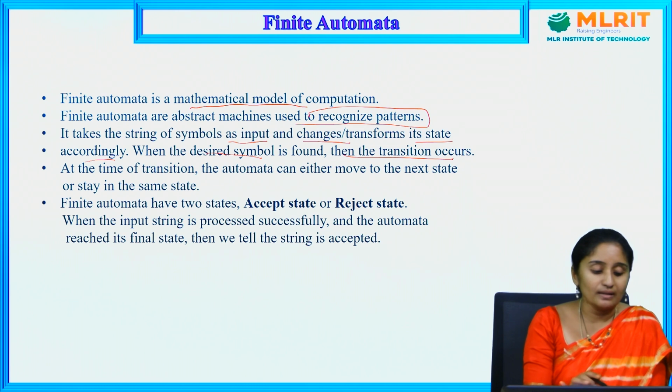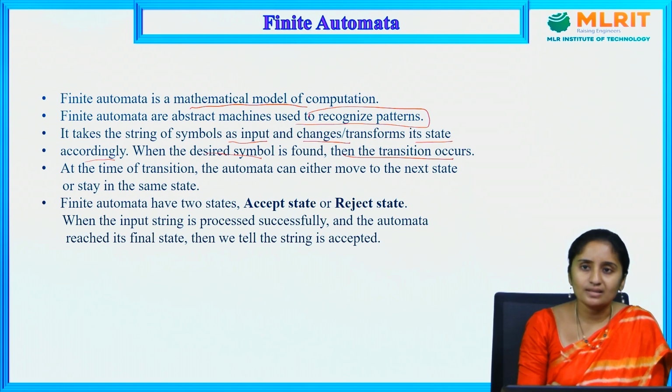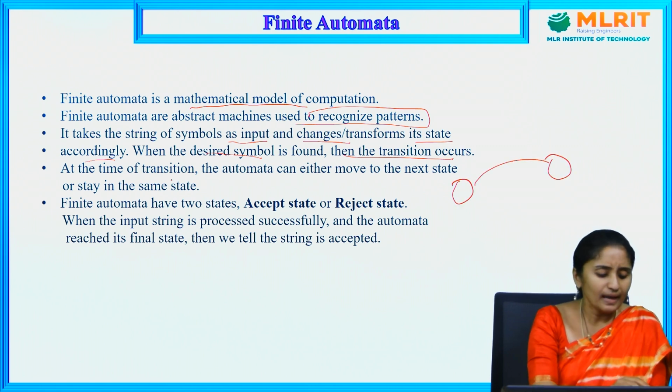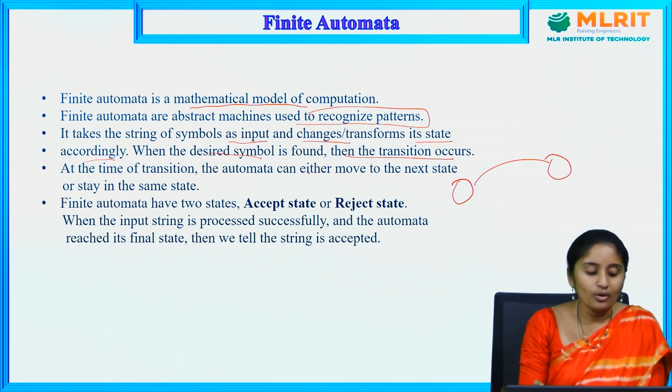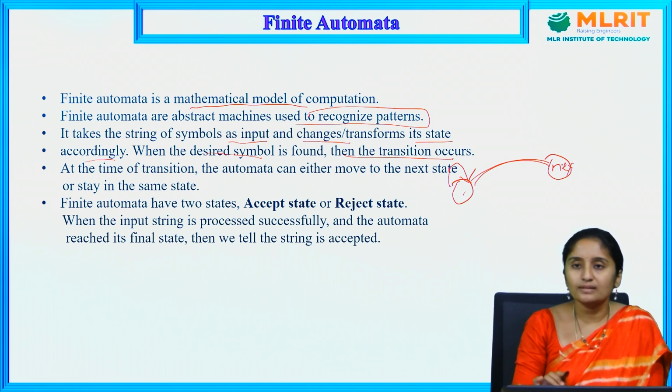So here there will be a string, and that string consists of symbols, a collection of symbols. When a particular symbol is found, then the transition occurs. That means it moves from one state to another state. At the time of transition, the automata can either move to the next state or stay in the same state. Staying in the same state is a self-loop, and the next state means we are moving from one state to another.